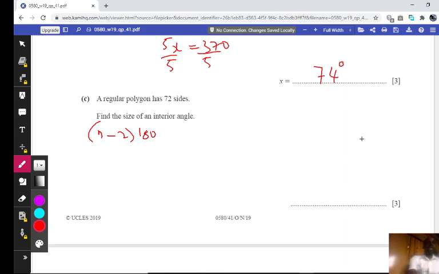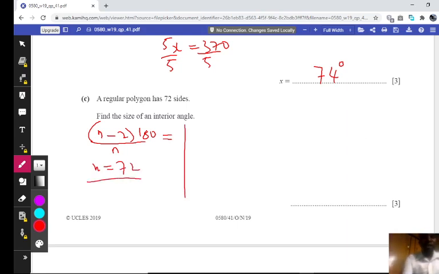So here we are given that the value of n is 72, because n is the number of sides or the number of angles. Then find the size of an interior angle. To find each interior angle, what do you do? You divide by the number of angles or the number of sides. Here you can say divide by n is equal to each interior angle, right? So n is given, n is equal to 72.